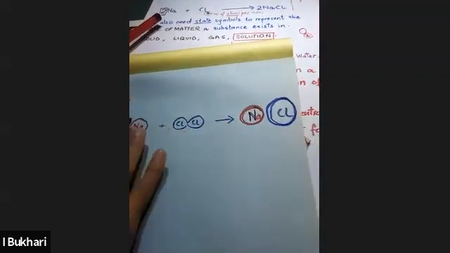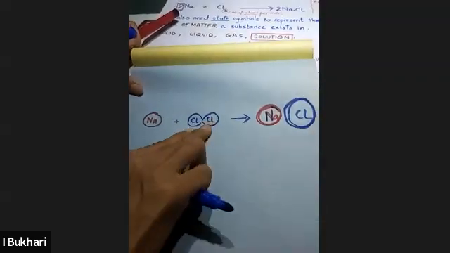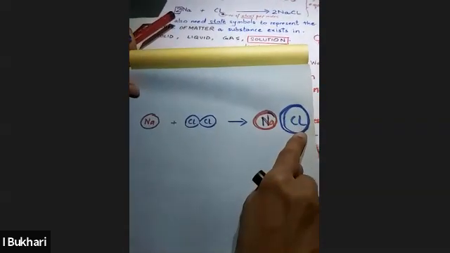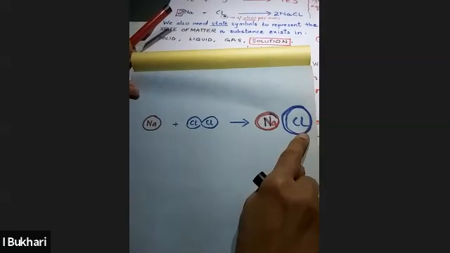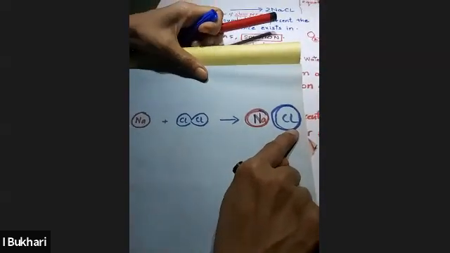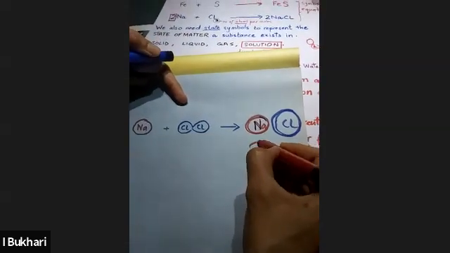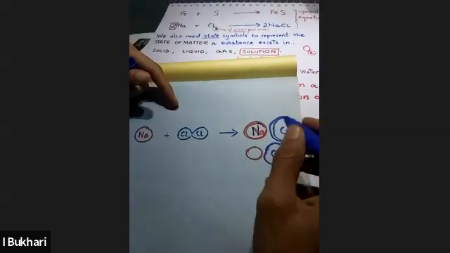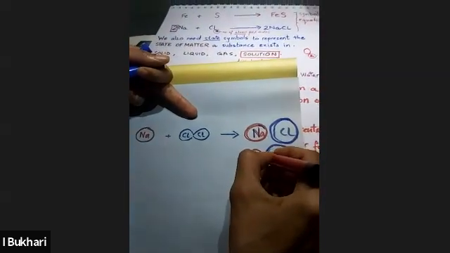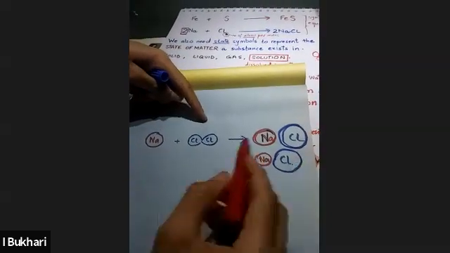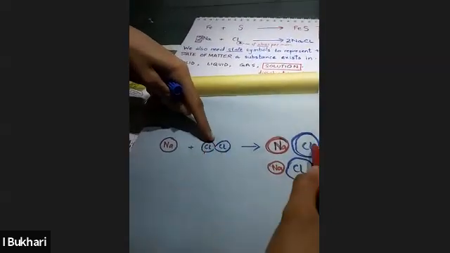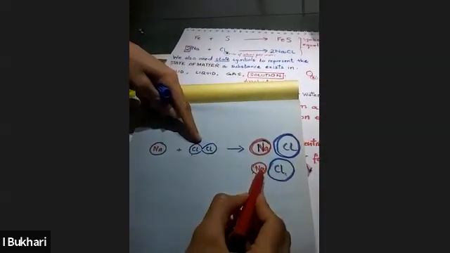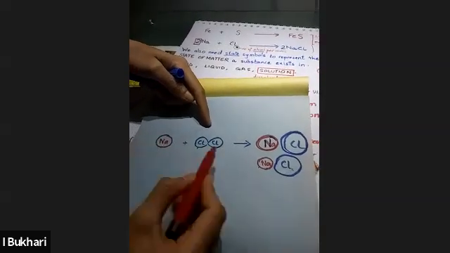So now, can you see that this is not balanced? We have 2 chlorine atoms here, but only 1 here. Where did the other chlorine atom go? So we need to balance it. We will make 2 sodium chlorides. Now we have 2 chlorine atoms on the left side and 2 chlorine atoms on the right side. But what about the sodium now? There are 2 sodiums here and only 1 sodium here. So where did this come from?